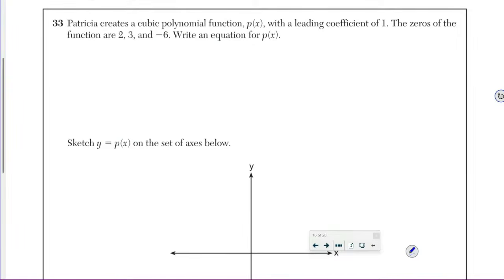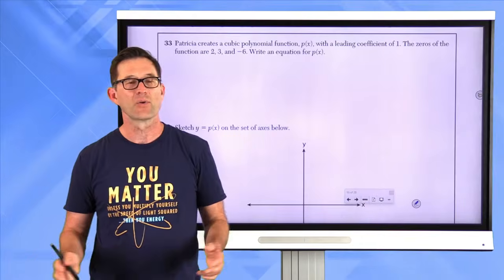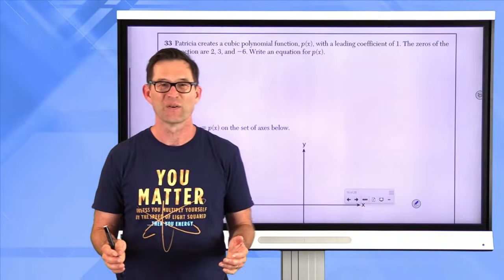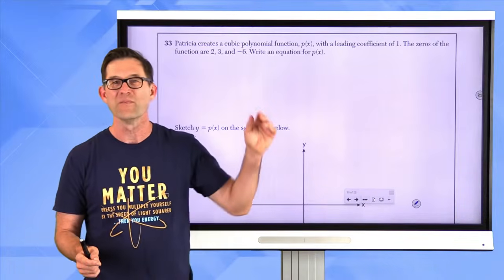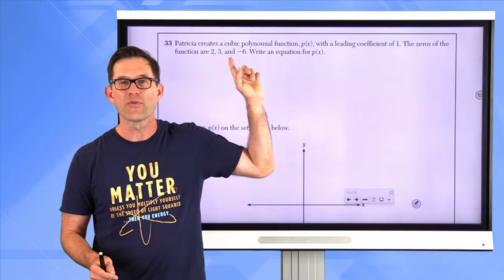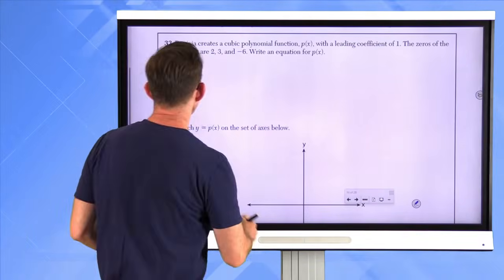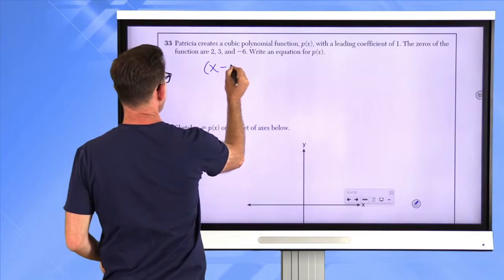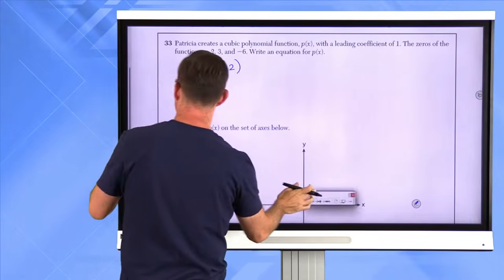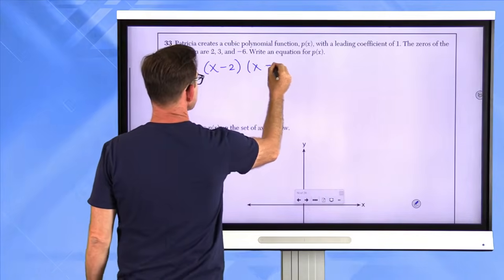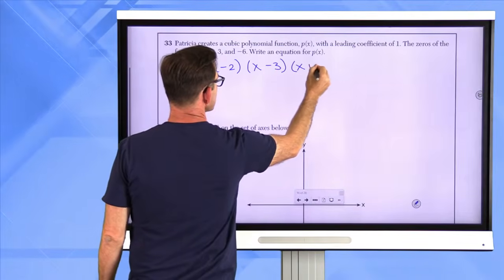Patricia creates a cubic polynomial function p of x with a leading coefficient of 1. The zeros of the function are 2, 3, and -6. Write an equation for p of x. All right, great. Well, this is a piece of cake. Okay, I love this first part of the problem, right? If I've got zeros of 2, 3, and -6, that means I have to have factors of x minus 2, x minus 3, and x plus 6.